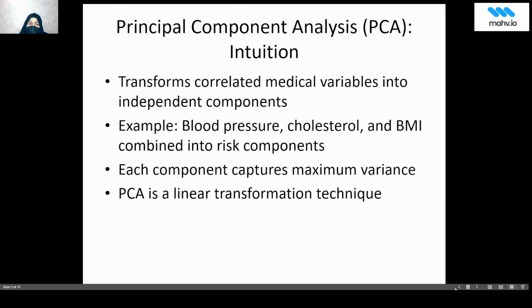Principal component analysis transforms the correlated medical variables into independent components. Through principal component analysis, separate components are made that are independent of each other. For example, blood pressure, cholesterol, and BMI are combined into risk components because they have similarities. Each component captures the maximum variance. PCA is a linear transformation technique, and it basically makes independent components.